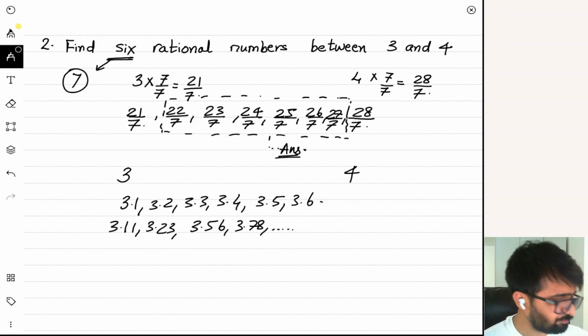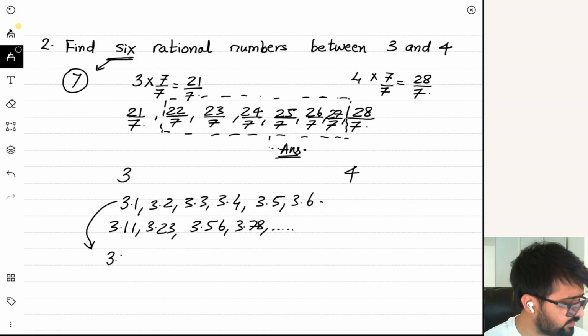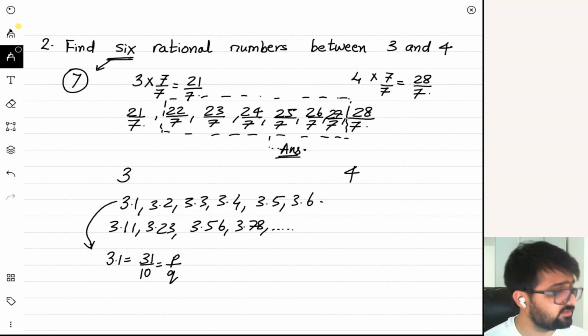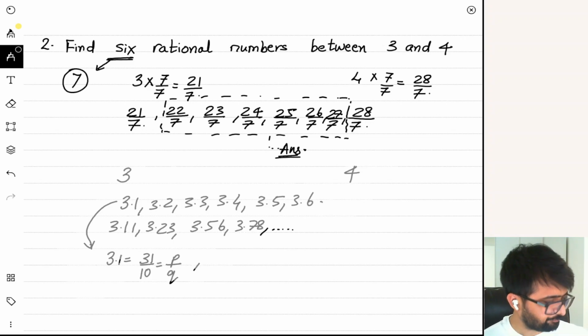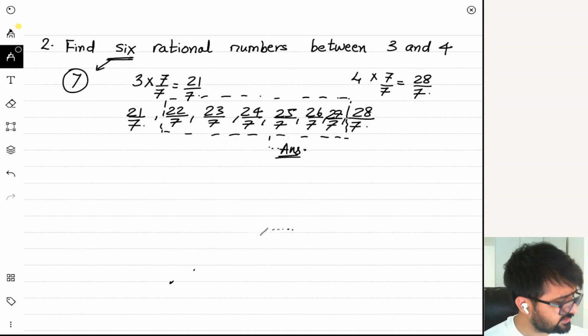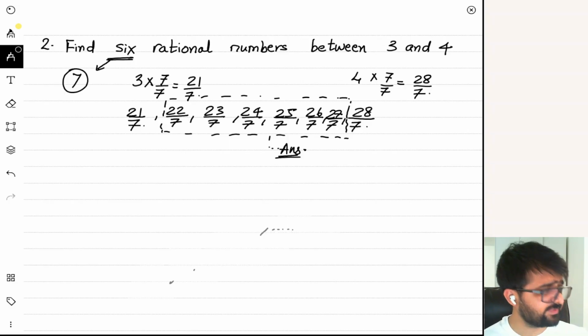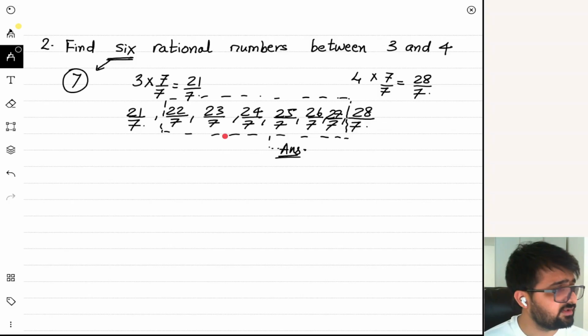Now your question: is this decimal number rational? Yes, it is a rational number because I can write 3.1 as 31 over 10, which is like P over Q, where P and Q are integers and Q is not equal to 0. So remember that there are infinite rational numbers possible between any two numbers. But for the perspective of solving this question, that's the answer.